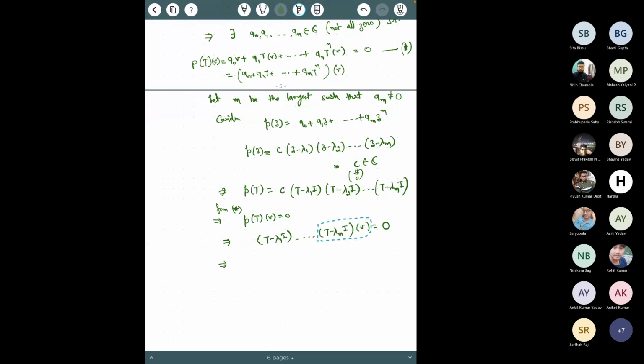you can say that there exists W not equal to 0 in V. You don't know exactly what this W is, but you can say that there exists W non-zero in V such that (T minus lambda J I) of W equals 0 for at least one J in this set. But then this implies that lambda J is an eigenvalue of T, and you are done.